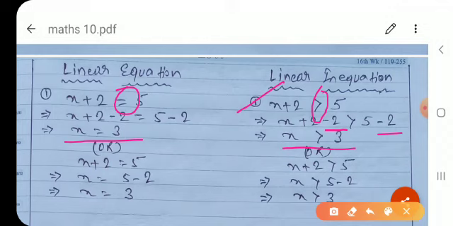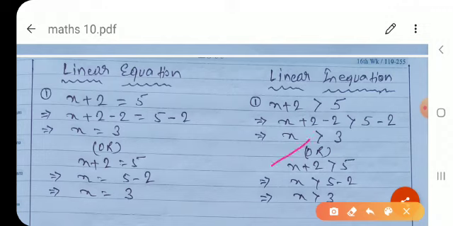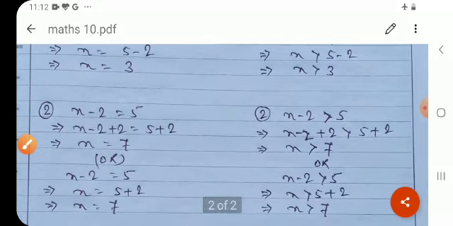Or I can solve this sum in this way also, the same method that we have done here. x plus 2 greater than 5. This gives you x greater than 5 minus 2, x greater than 3. Same thing here also: x equal to 3, here x greater than 3. This is the difference. So I hope you have understood that only the symbol is different. The rest of the things are the same, only the equality sign and inequality sign are different.